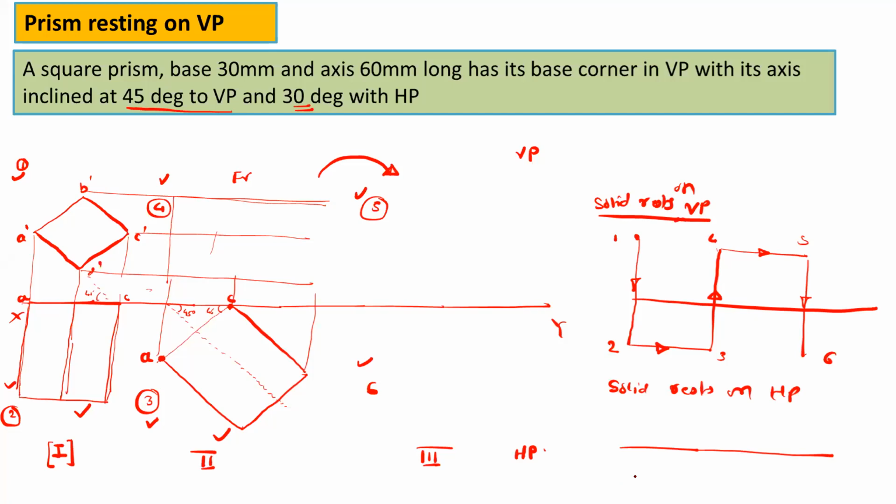This is your first step. This is the second step. This is the third step, fourth step. This is the fifth step, and this is the sixth step. Okay. So these two drawings are exactly the mirror image. So now we will see the position in 3 dimensions. Then you can understand which are the visible edges and which are the hidden edges.